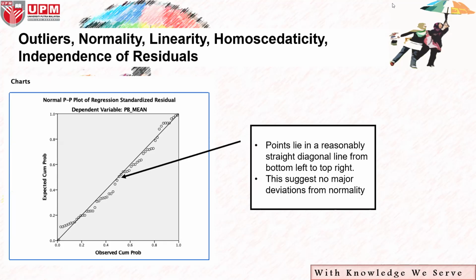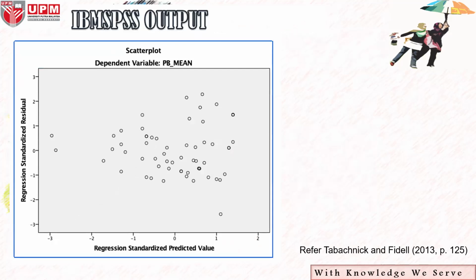Okay, so we refer to the points in our graph. The points lie in a reasonably straight diagonal line from bottom left to the top right. Kita tengok ni line kita, the dotted data ni memang terletak cantik je dekat straight line. So this suggests no major deviation from normality. Maksudnya tak ada isu normality lah based on the data set.